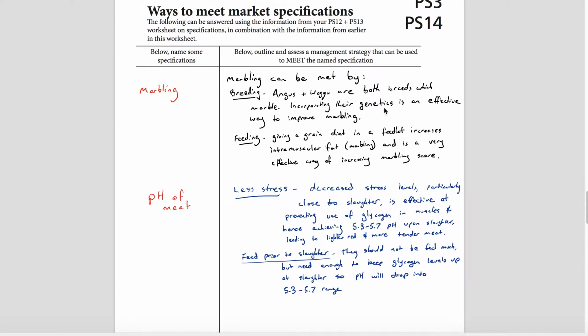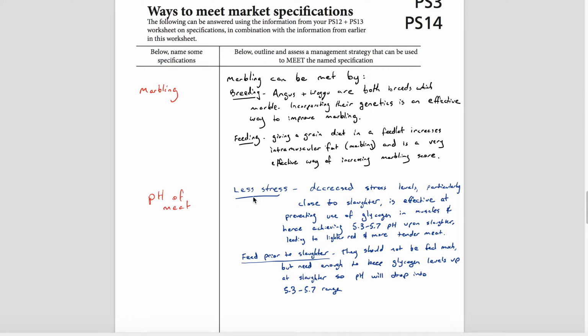Angus and Wagyu are good breeds that you can incorporate into your herd to improve marbling. Obviously, feeding them a grain diet in a feedlot increases marbling, and it's a very effective way of increasing marbling score. The pH of meat, which is a specification, how do we meet the right pH?